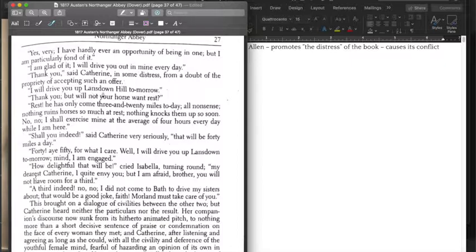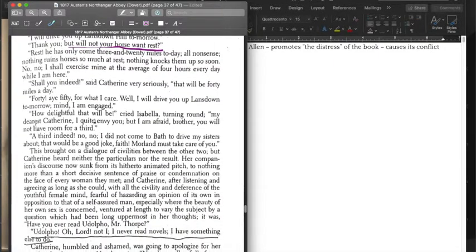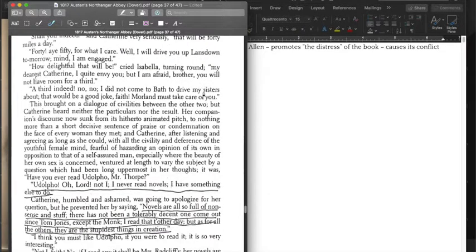"I will drive you up Lansdowne Hill tomorrow." "Thank you, but will not your horse want rest?" It's very funny here. Catherine's looking out for his horse. Doesn't your horse want some rest? "Rest? He has only come 23 miles today. All nonsense. Nothing ruins a horse so much as rest." So, on and on. There's paragraph after paragraph about running horses, etc., etc.